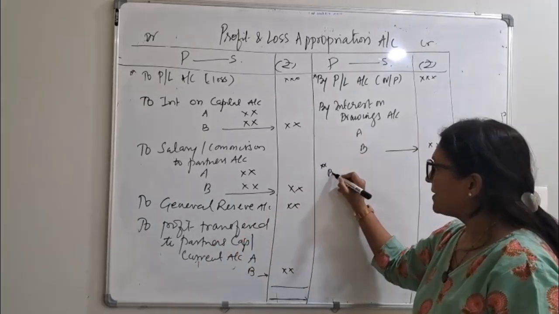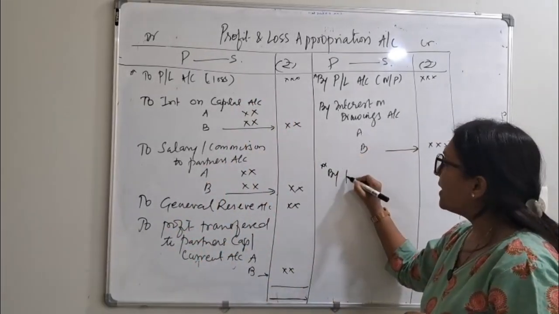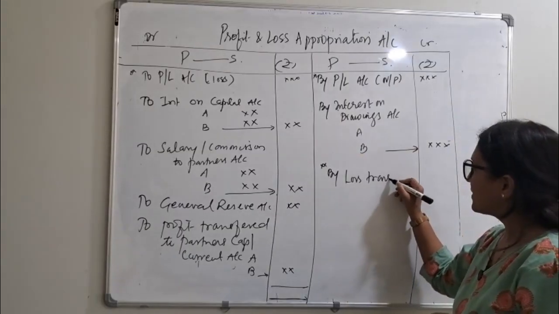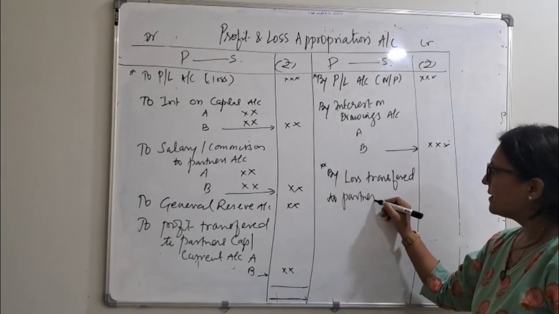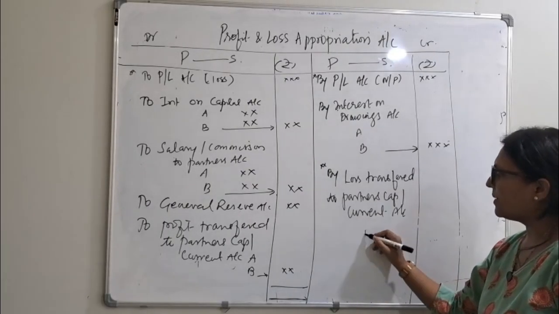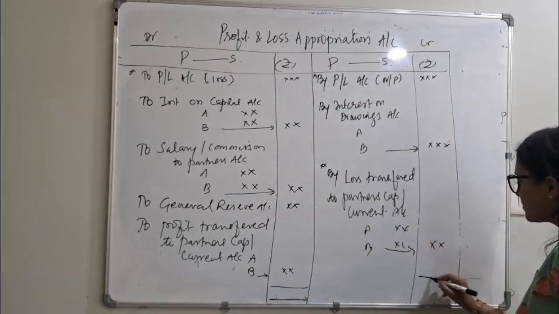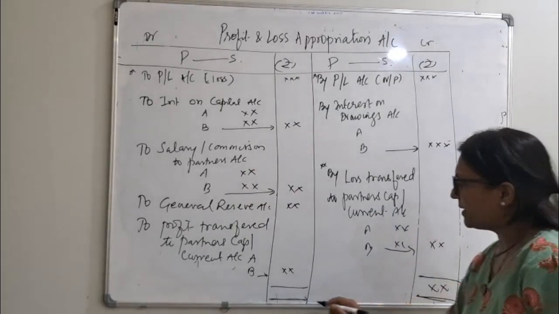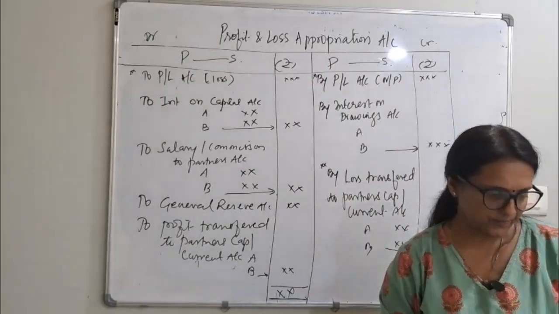अगर loss है, which means अगर खर्चा ज़्यादा है, income कम है, then this will be by loss transferred to partners capital or current account. Again it will be A and B, दोनों में distribute हो जाएगा. Okay, so this is how this will be. This is the profit and loss appropriation account. Take a look.